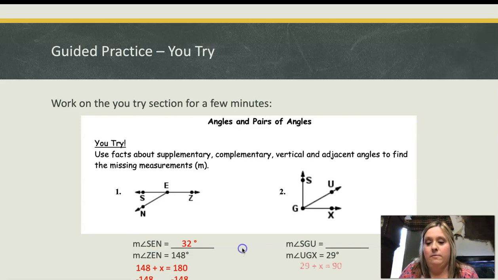Emma, set up our equation, good job, and it is 90, not 180, and then we're subtracting 29 from 90, and we got 61, good job.